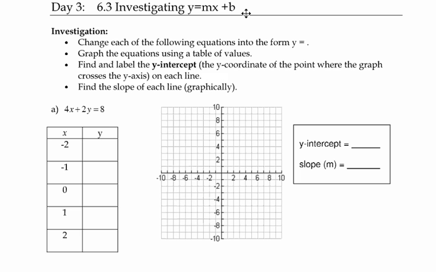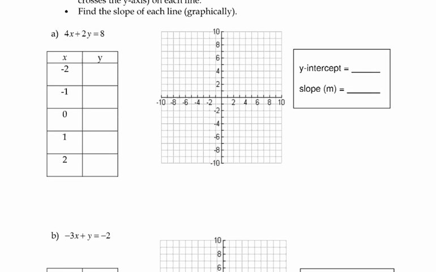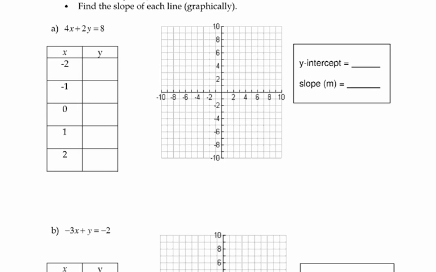Okay, so investigation. How are we going to graph this line? In the past, if we have 4x plus 2y equals 8, how do we graph the line? We figure out some y's, some points. Is that what we did?